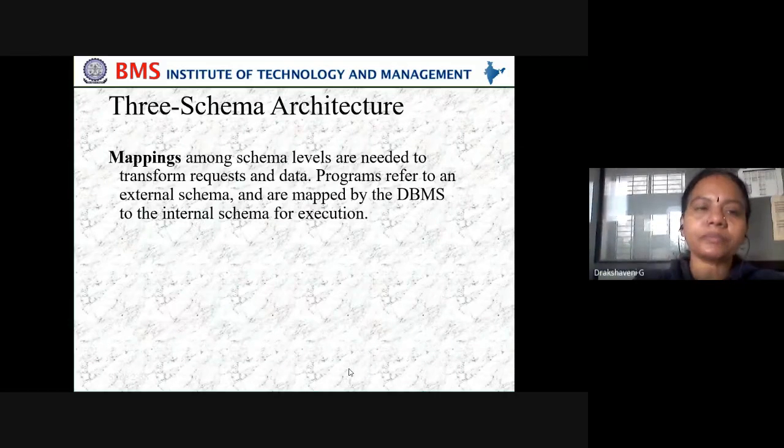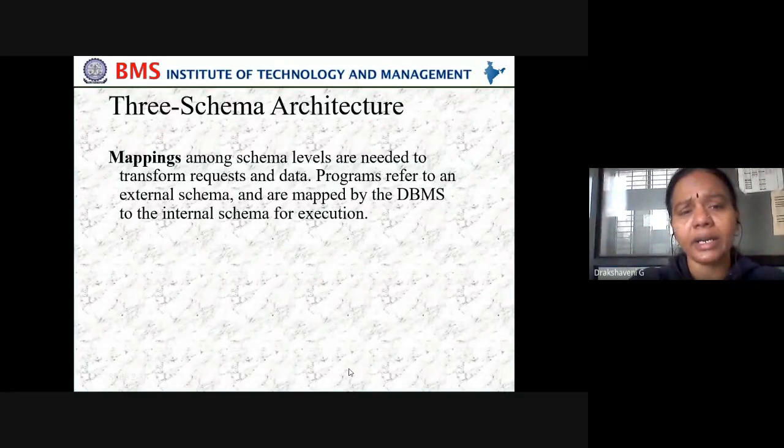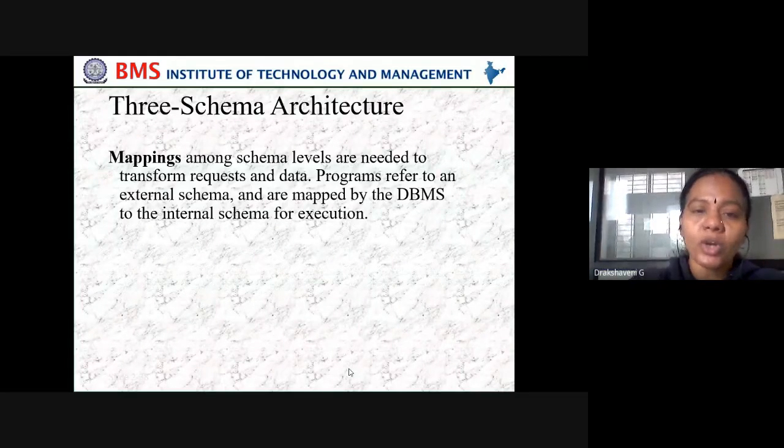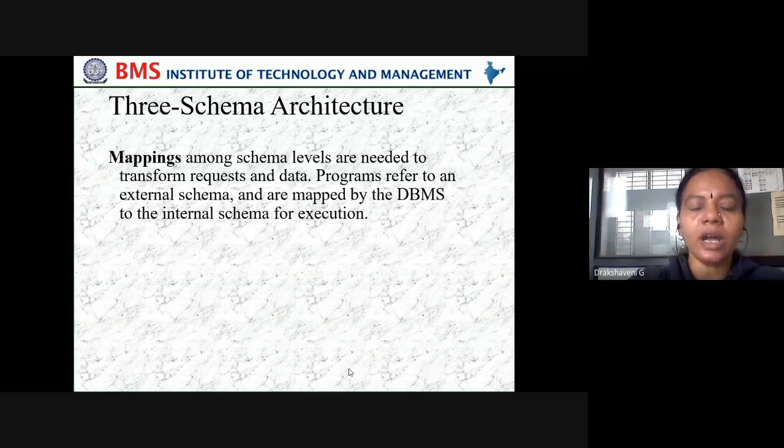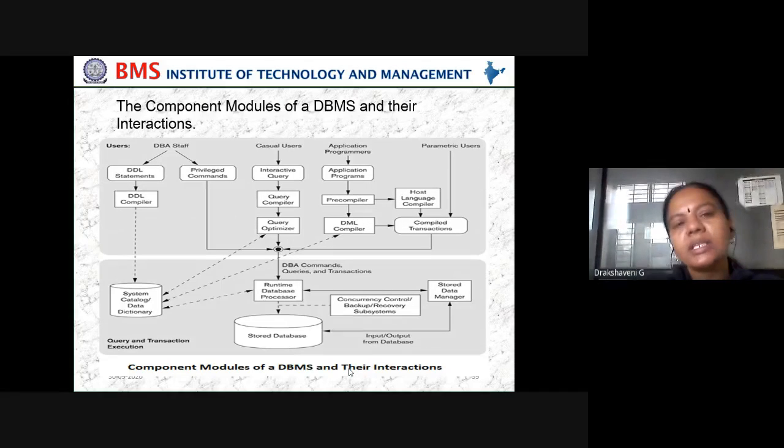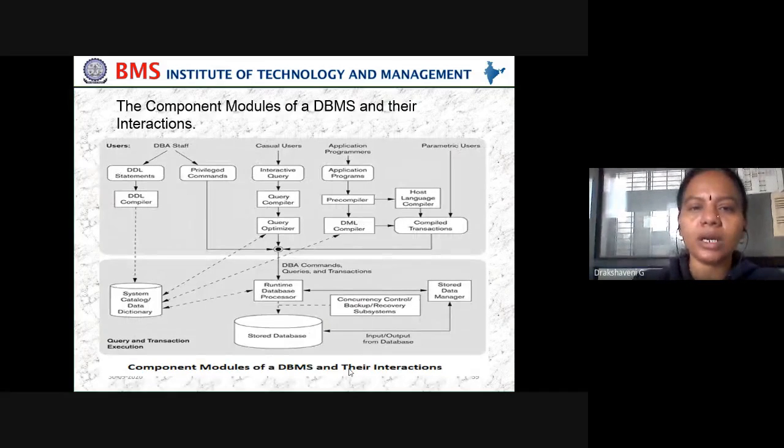So then the three schema architecture, mappings among schema levels are needed to transform the request and data. Programs refer to an external schema and are mapped by the DBMS to the internal schema for execution. So we can see the component modules of the DBMS and their interaction, how the components work.